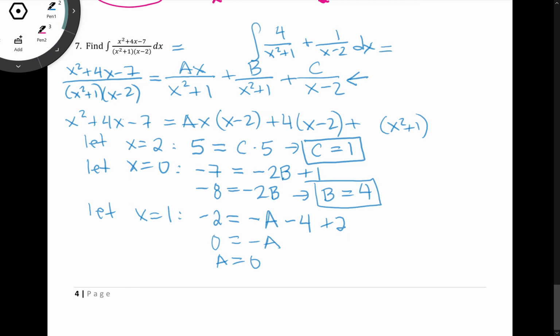Okay, so when we go to integrate this, that's actually kind of nice. We get a 4 arctan x plus a natural log absolute value of x minus 2 plus c.